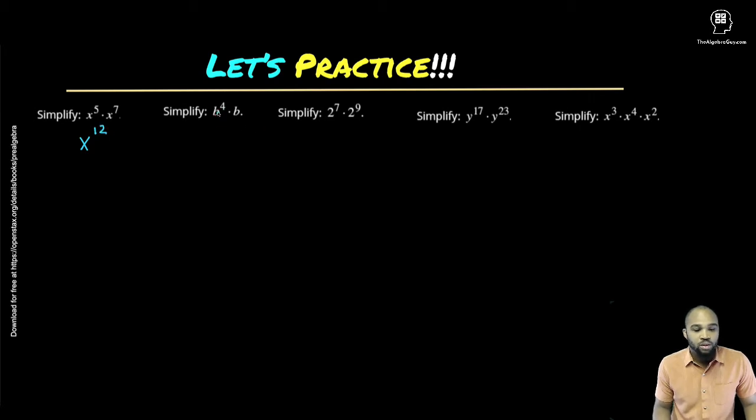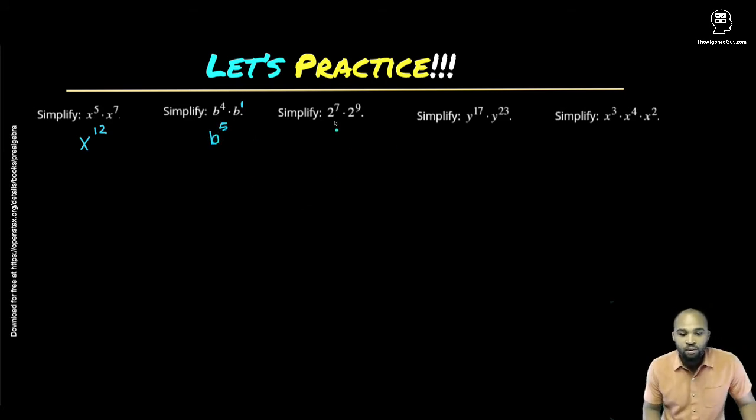What about this one? This is the same base again. What can we do with the exponents? Add them together. But don't forget, as some students do, there's a 1 right there. So I need to add that one as well. So this becomes b to the what? 5th. And 2 to the 7th times 2 to the 9th, again, same base.